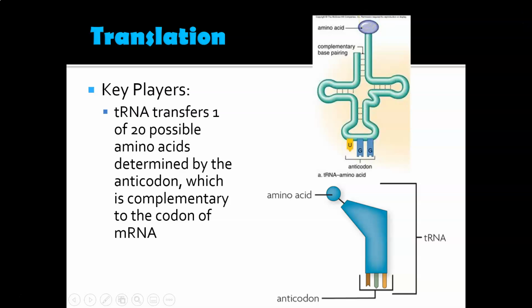Because there are 20 different amino acids, that means there has to be at least 20 different tRNAs with 20 unique anticodons that correspond to 20 unique codons. There's more than that. There's actually redundancy in the code, which is good. We'll talk a little bit about that when we get to mutations, but that's sort of where we're at right now.